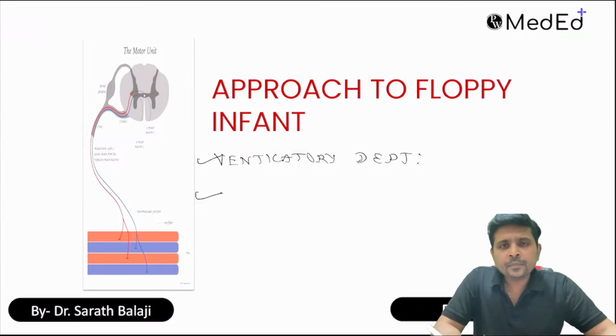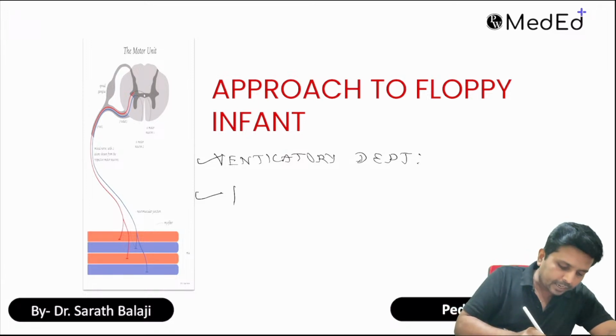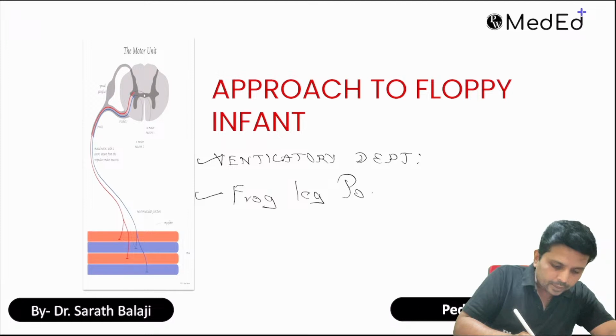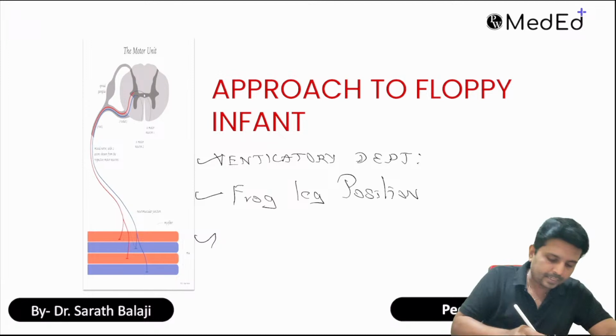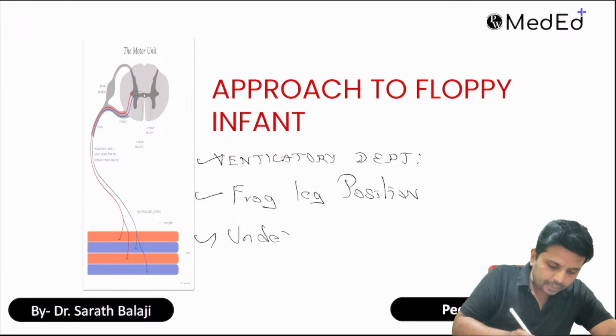The second point, as I told you, is that the child will be in the frog-leg position, with the upper limb and lower limb extended without elevating against gravity. So the second one is the frog-leg position. The third one, in boys, mainly, it can be a manifestation of an underlying undescended testis.